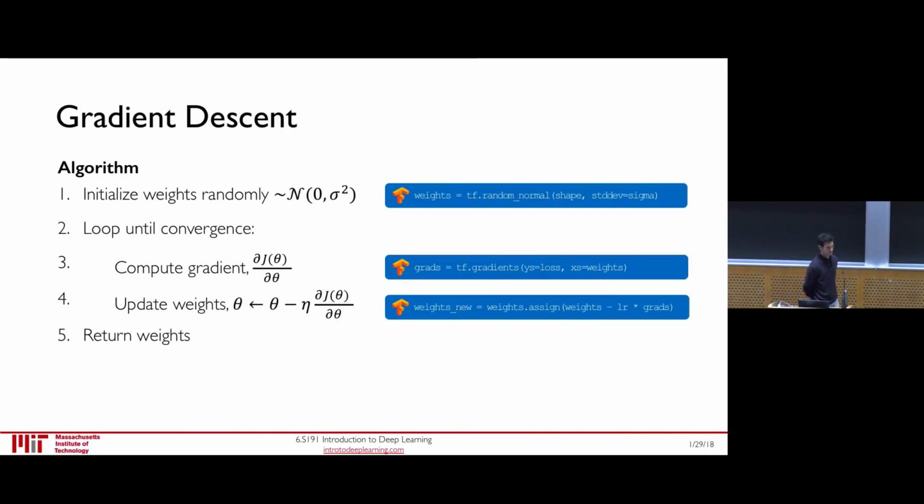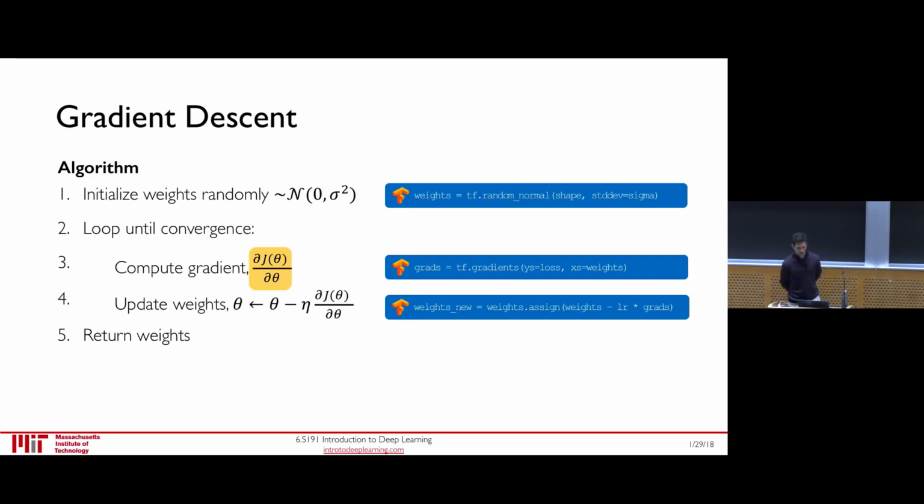So let's summarize this with some pseudocode. So we randomly initialize our weights. We loop until convergence the following. We compute the gradient at that point, and simply we apply this update rule, where the update takes as input the negative gradient.